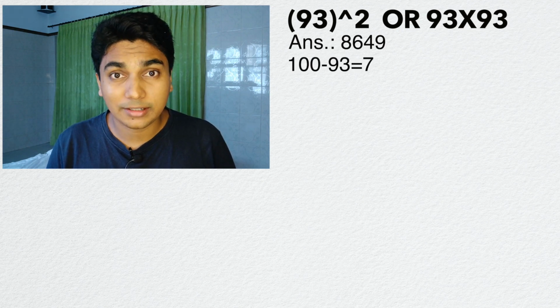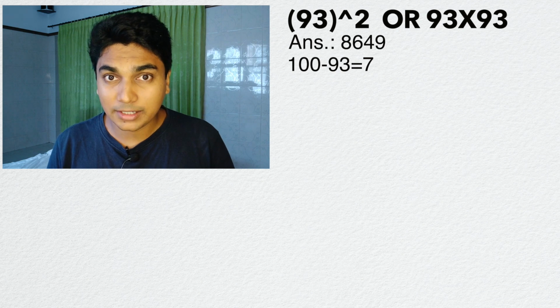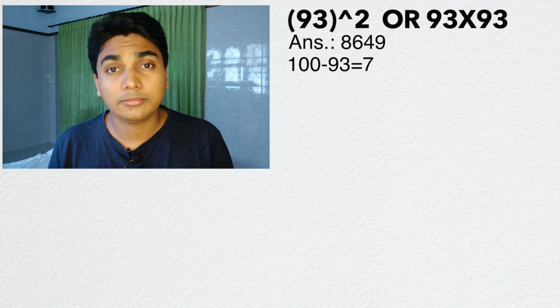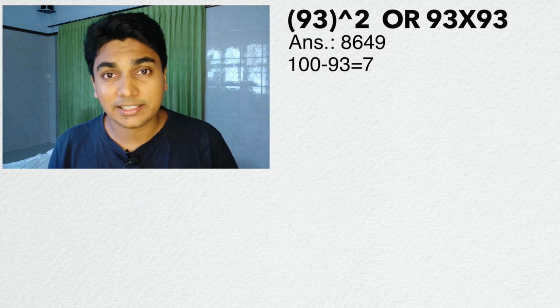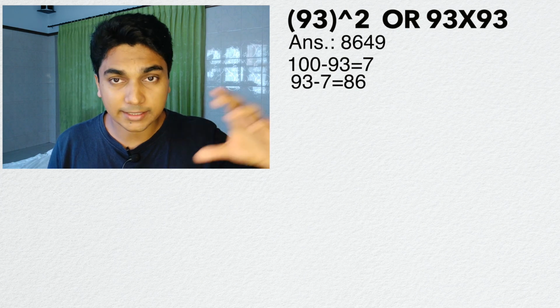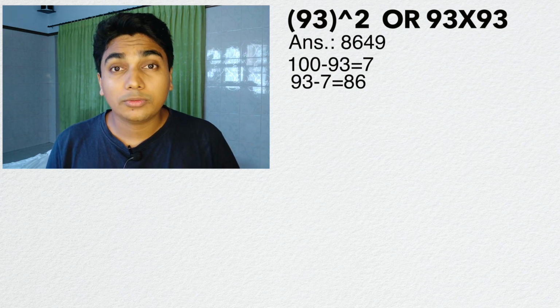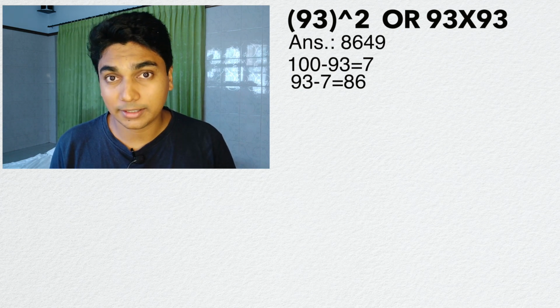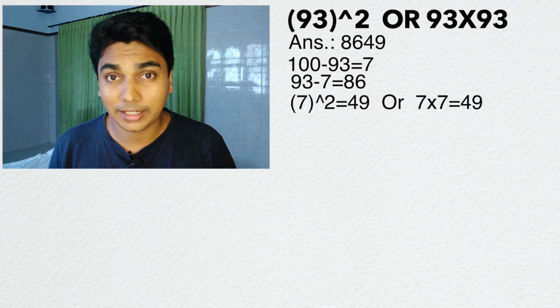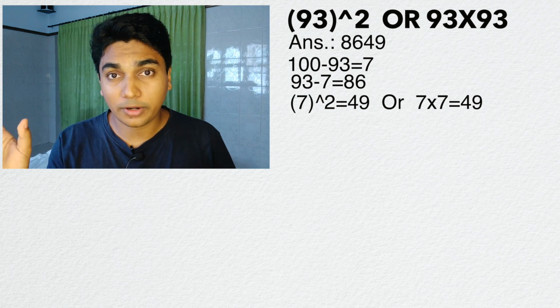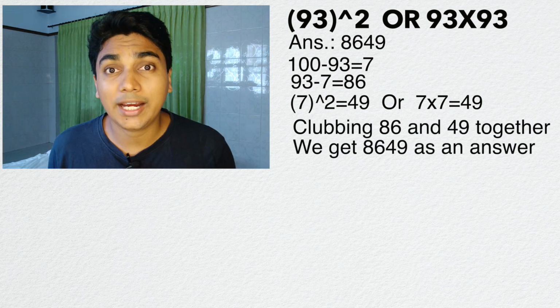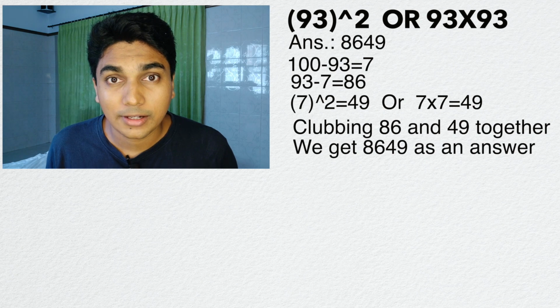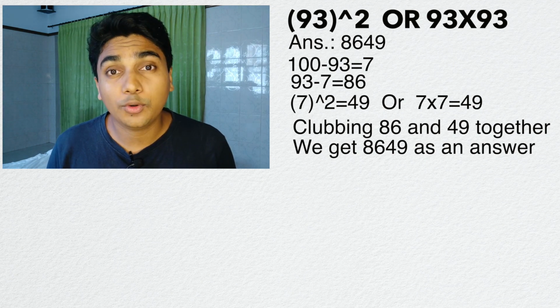First take the difference between 100 and 93. The difference is 7, right? Now subtract 7 from 93. You get 86. So let's keep 86 aside for now. Now square the difference from 100 to 93. That is 7. 7 sevens are 49, right? Now club that 49 and 86 together, you get 8649. Did you get it? Let me give you another example.